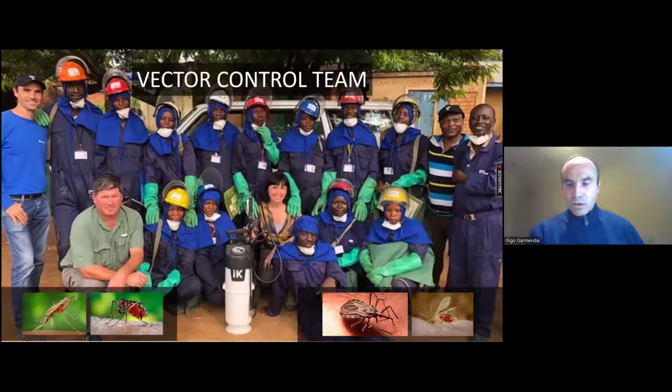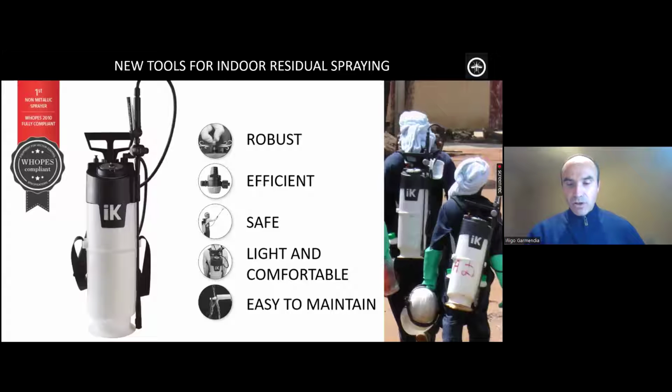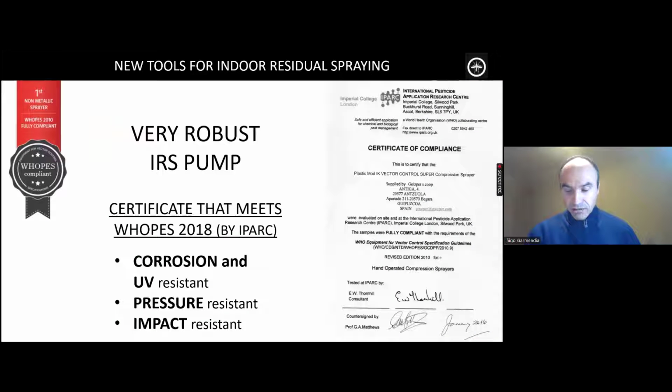15 years ago, we created a devoted team to learn experiences from the field and develop new tools for IRS. Several years ago, we launched to the market the first non-metallic sprayer meeting the WHO specs for vector control equipment, and equipped with many new technical features to offer IRS operations one of the most robust, efficient, safe, light, comfortable, and easy to maintain sprayers. Thanks to new materials and design solutions, this sprayer is corrosion, ultraviolet, pressure, and impact resistant, and it meets all the tests specified by the WHO specification guidelines.